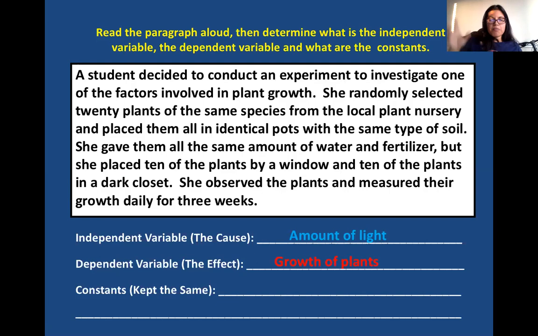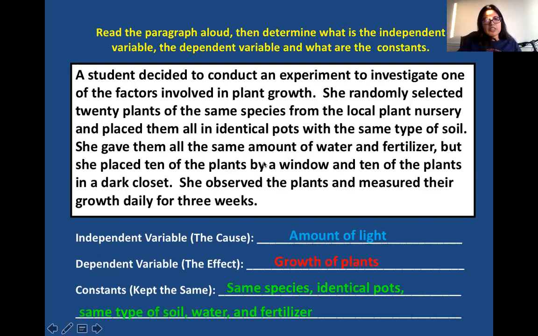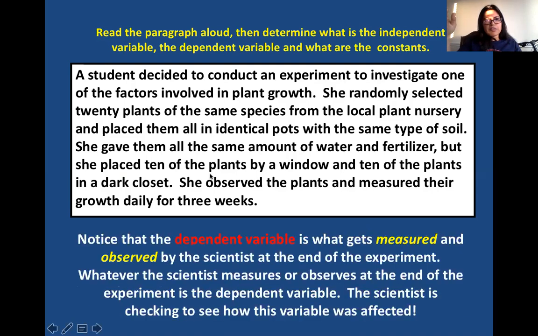What's staying the same? I've looked for anything that says identical. Identical pots, same soil, same species of plant. They are both coming from the same place, local nursery. And she's measuring them the same time, okay? So the dependent variable is what you are measuring and observing. That's the dependent variable. We know that she was observing the plant's growth and measured their growth. Therefore, that is the dependent variable.